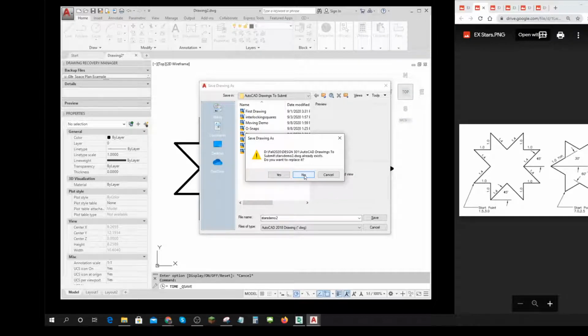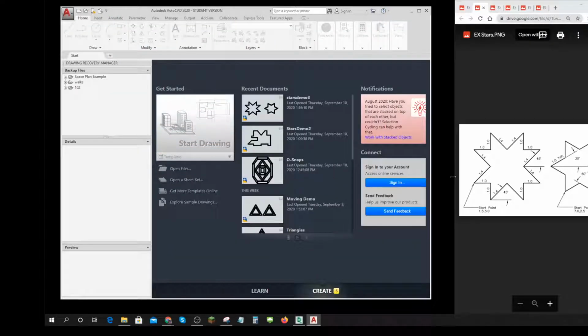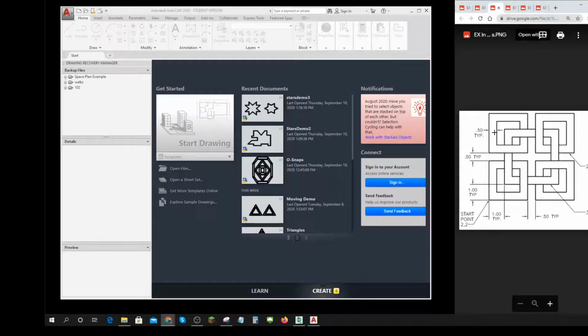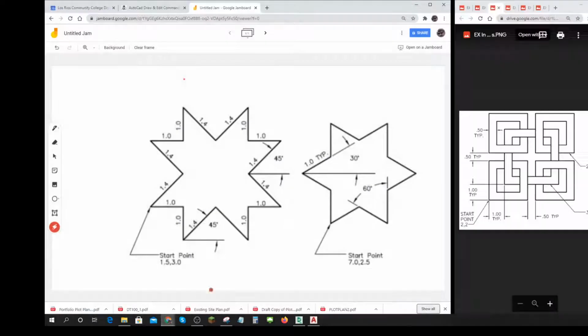Oh, what did I name that other one? I must have named the other one the wrong thing. There we go. So I'll close that one up. Okay, our third one is this woven square thing, right? So let's pull the Jamboard up. Now this one's interlocking squares.